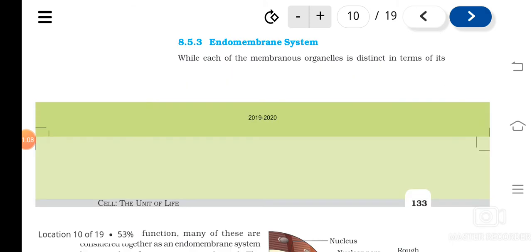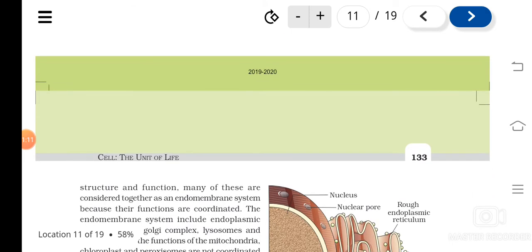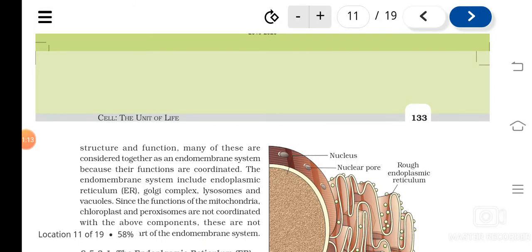They all do different functions. For example, Golgi bodies have a different function, endoplasmic reticulum has a different function, lysosomes have different functions, likewise vacuoles also. But all of them work, or their functions are interdependent. Together we call it the endomembrane system. So even though their functions are specific, they are different.